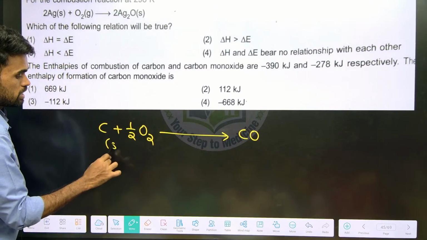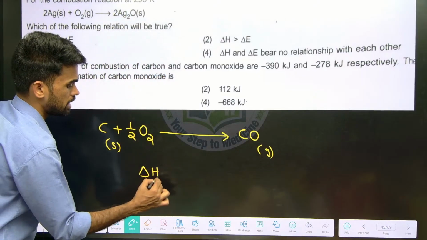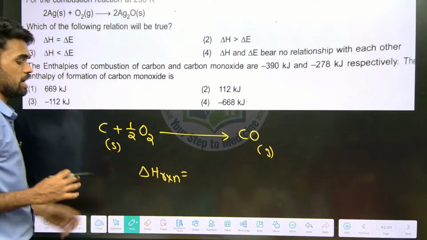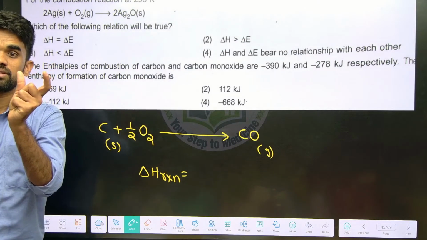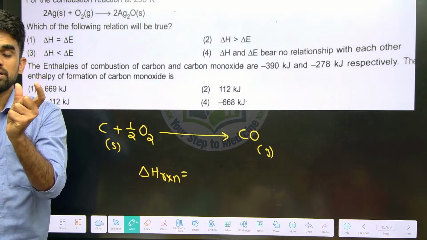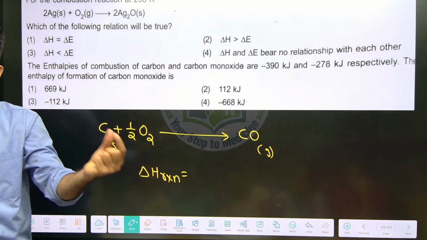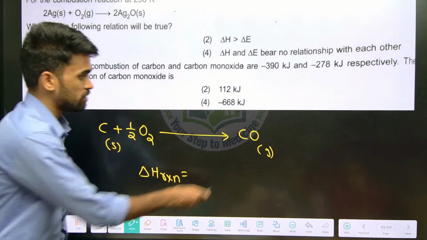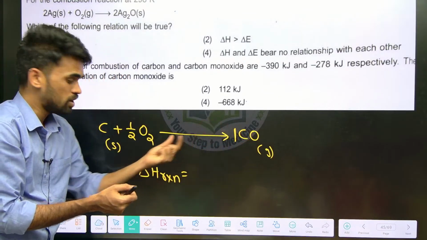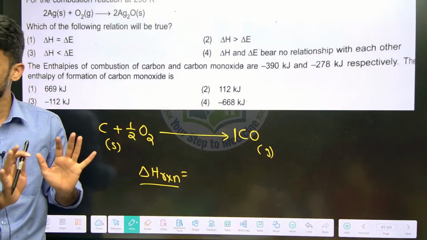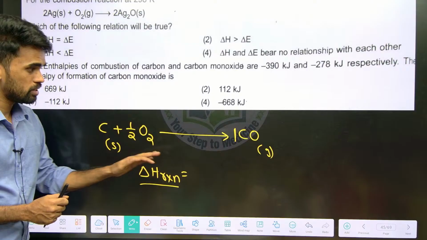So this will be in the solid state. This is a gaseous state, like this you can write if you want. So delta H reaction, enthalpy of reaction. See, what do we mean by enthalpy of formation definition? Tell me. Definition: 1 mole of carbon monoxide is present at the product side. So for this reaction, what is the enthalpy change? This is the question they are asking now. Are you able to follow this up to here? Okay. So now this is fine.